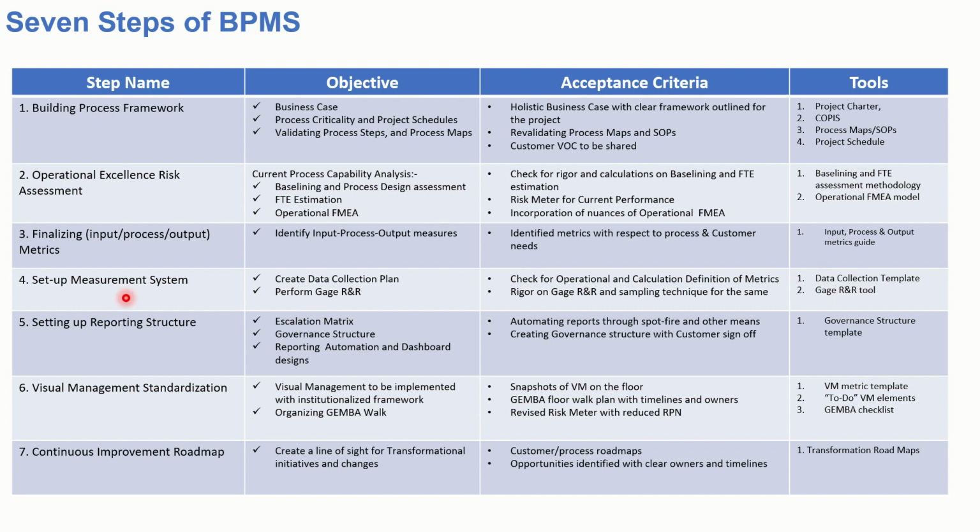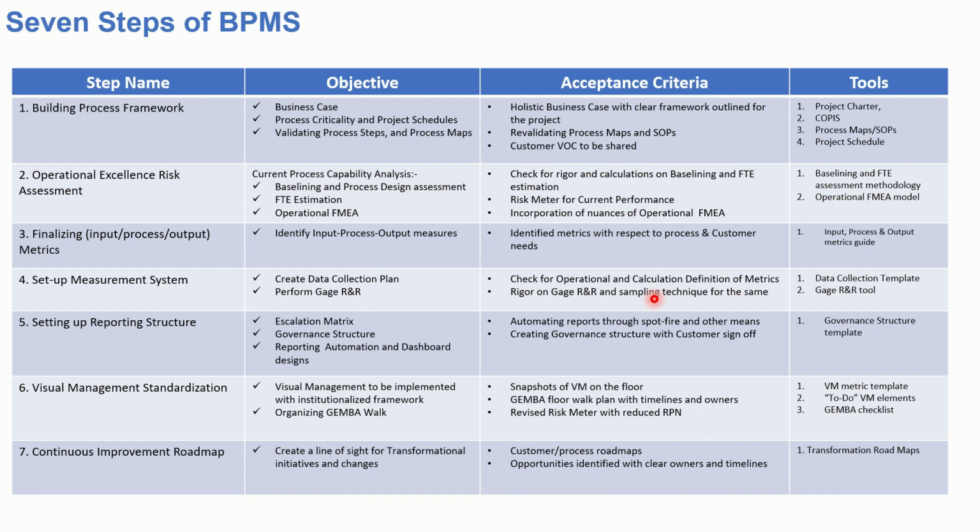The fourth step of the BPMS 7-step methodology is to set up a measurement system. Create data collection plan and perform gauge R&R are the objectives of this particular step. It is very important to collect statistically validated data samples and perform gauge repeatability and reproducibility.